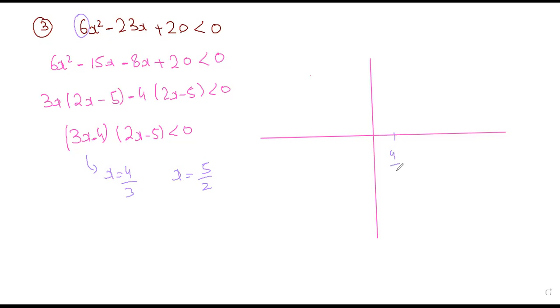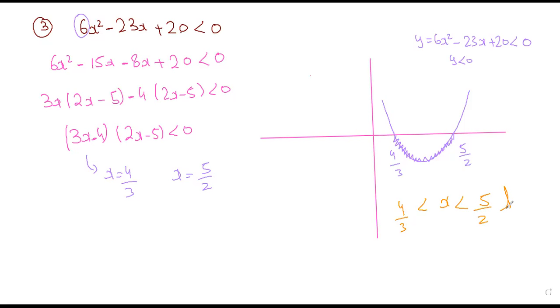So let's say this is 4 by 3. This one is 5 by 2. It would be something of this type, just a rough shape, okay? Now, this is the graph of y equals 6x squared minus 23x plus 20, and we want it less than 0. It means y is less than 0. So I would be talking about this part of the graph, and on these points, I will be focusing on the x coordinates only. So x would be greater than 4 by 3 and less than 5 by 2. So this was the third example.